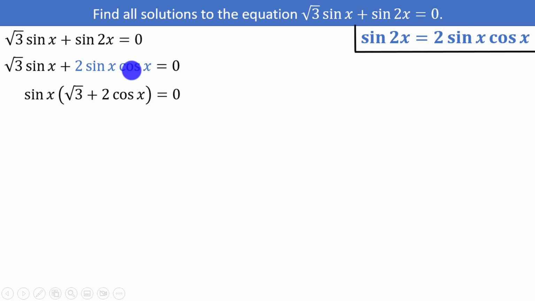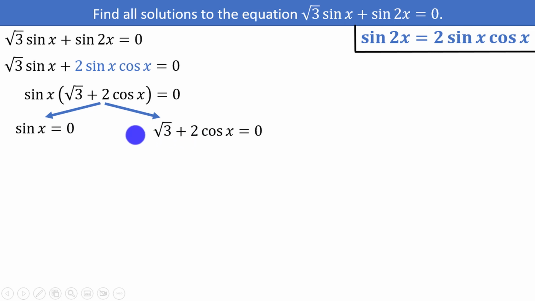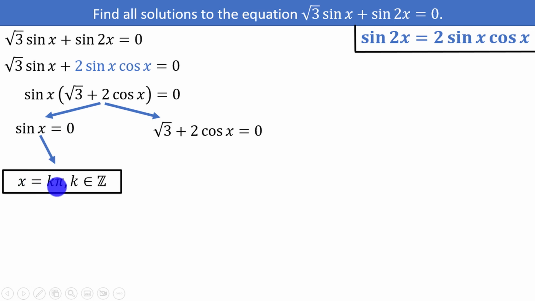By the zero product property, we know that either sine of x is equal to 0 or the square root of 3 plus 2 times the cosine of x is equal to 0. Sine of x is equal to 0 in two places on one revolution of the circle, either at 0 or at pi. In this problem, we are asked to find all solutions. So we can have 0, or pi, or 2 pi, or 3 pi, or 4 pi, or 5 pi, or in general, x equals k times pi, where k is some integer.